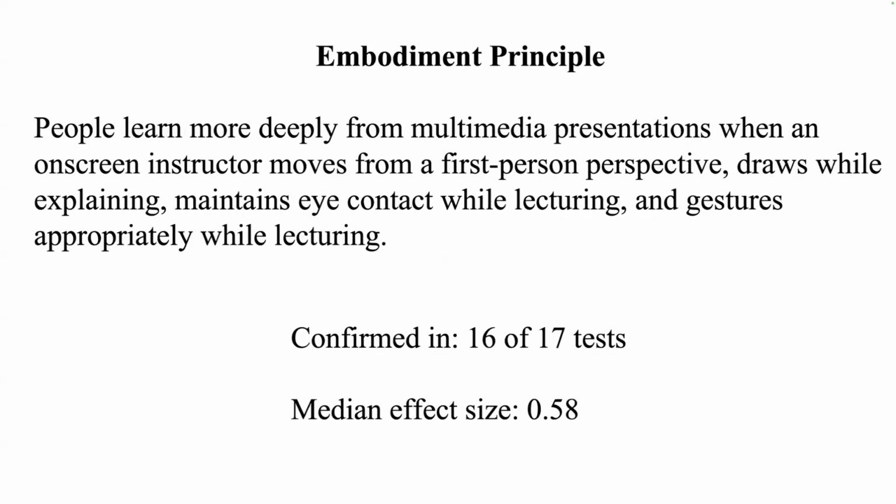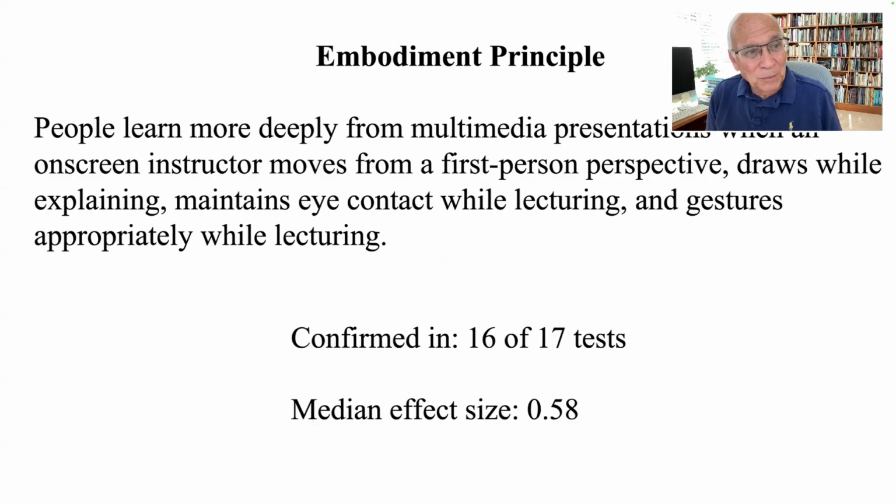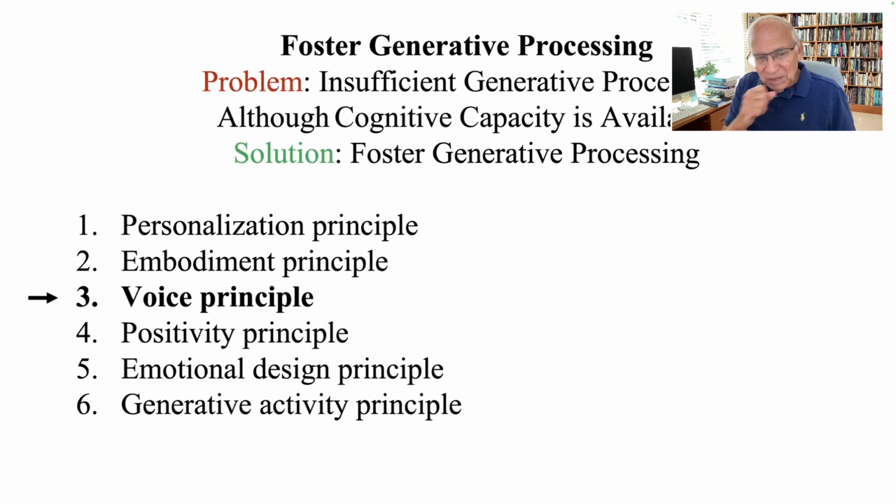So the embodiment principle is kind of an emerging idea, kind of a collection of ideas, that people learn better when an on-screen instructor is filmed from a first-person perspective, draws while explaining, maintains eye contact while lecturing, and gestures. In 16 out of 17 experiments, we get a median effect size of 0.58, which is in the medium to large range. Next, let me look at the voice principle.